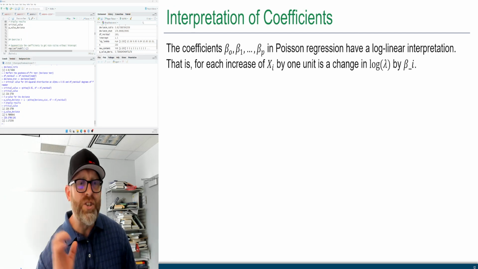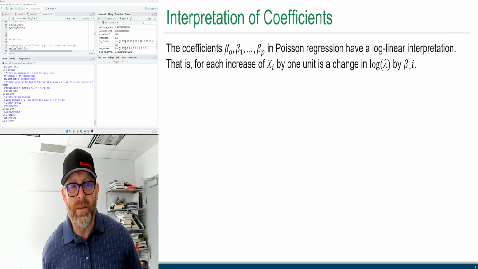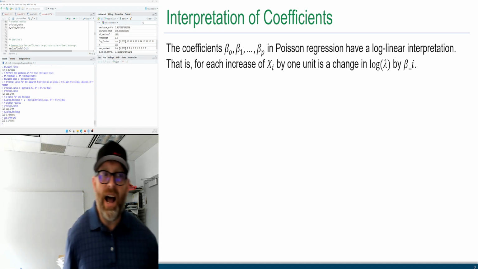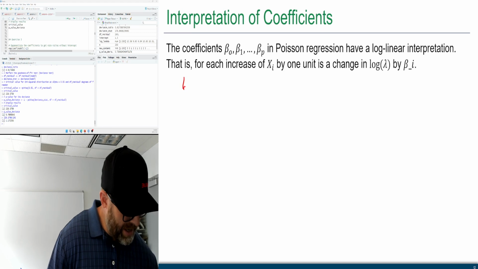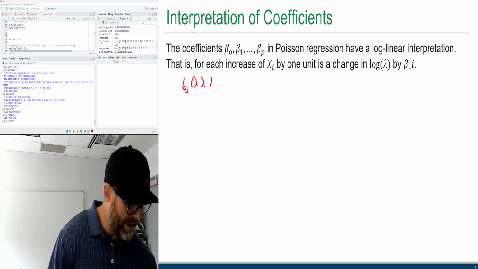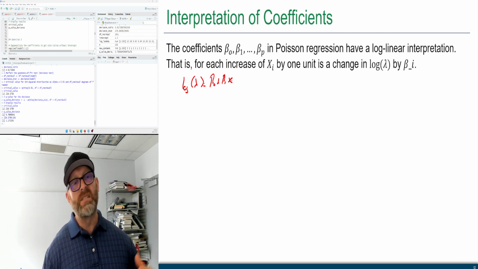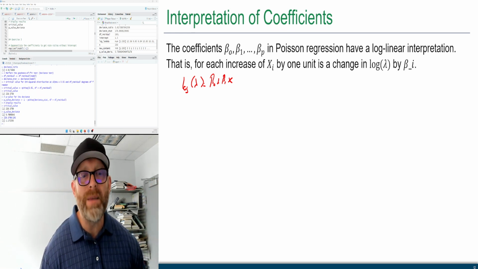All right, let's talk about interpreting the coefficients, because I said it's a little bit more of a pain to interpret them as is, because we're dealing with that log lambda. So let's just say I had a single predictor variable. We'll say log of lambda is equal to beta naught plus beta 1 x. So if I increase x by 1, log lambda increases by beta 1. Okay, but what does that mean in terms of the model?